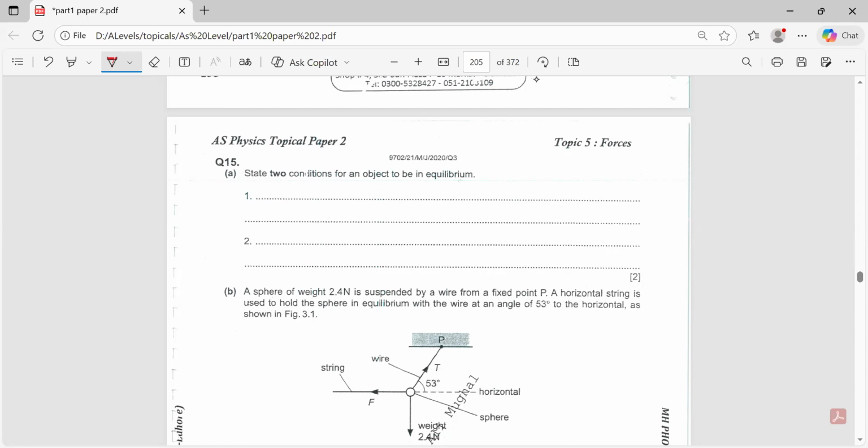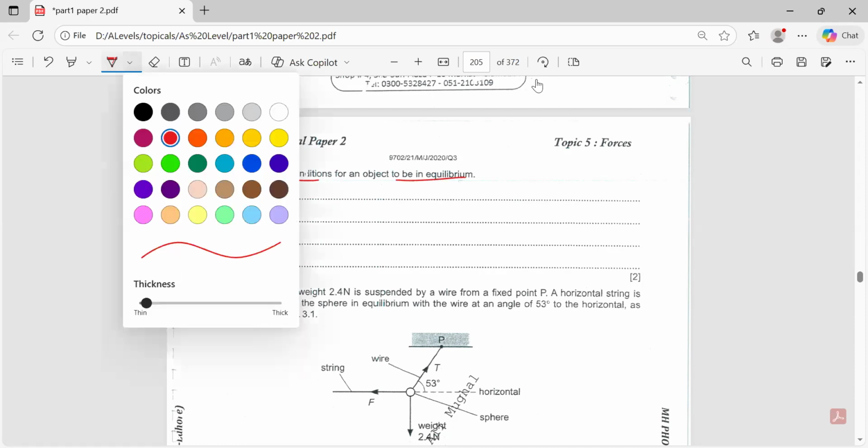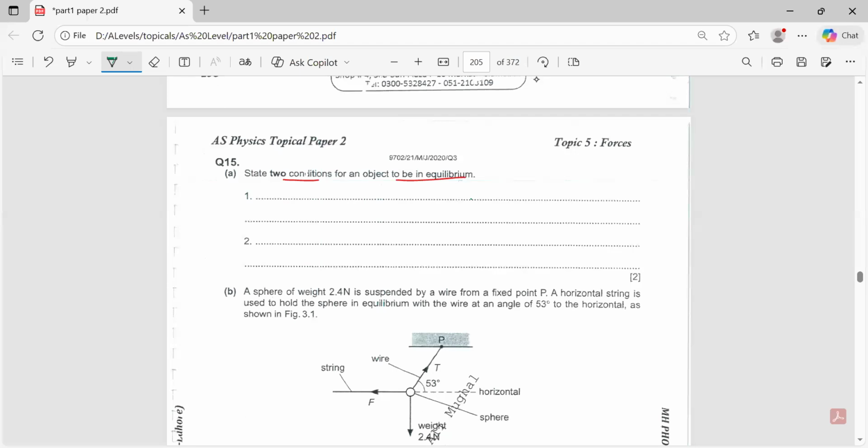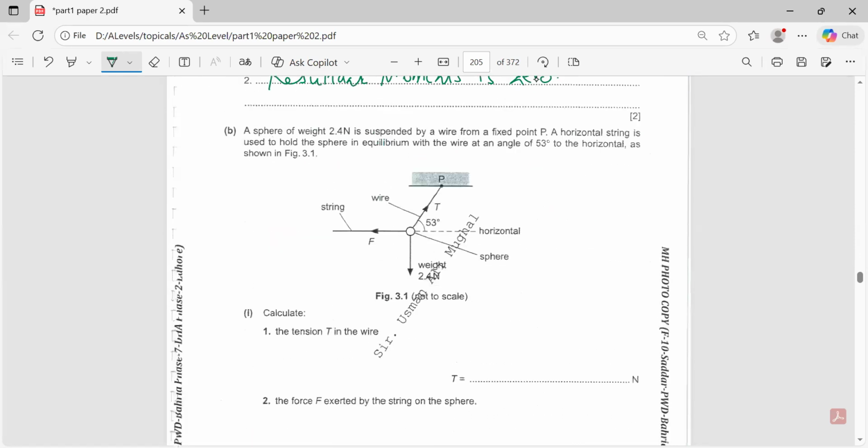So question 15 says, what are the two conditions for the object to be in equilibrium? So whenever an object is in equilibrium, what are the two conditions? The resultant force is zero. And what is the second condition? The resultant moment is zero. Right? These are the two conditions of equilibrium which you should know to write them down in the paper set. Okay, next question.